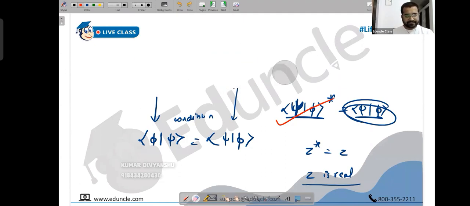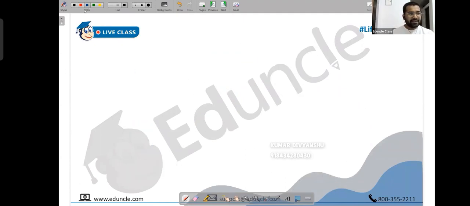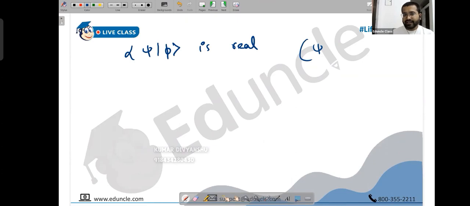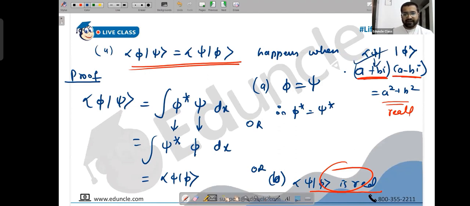Wait, I will write it this way. So we just said that the value of psi phi is real. It does not matter whether psi and phi are complex or real. It could be anything. Psi individually, phi individually could be complex or real. We don't care. And I just proved that with this example. I think you understood this example. Psi is complex, phi is complex, but the product is real.